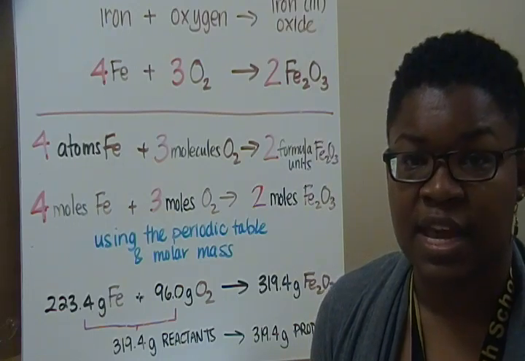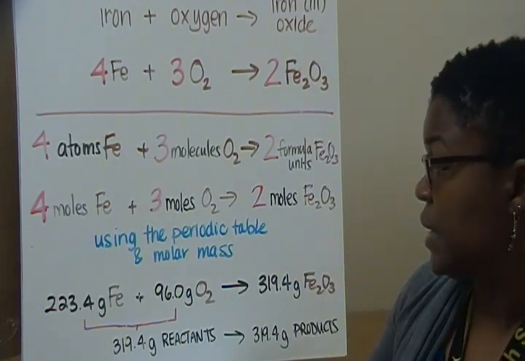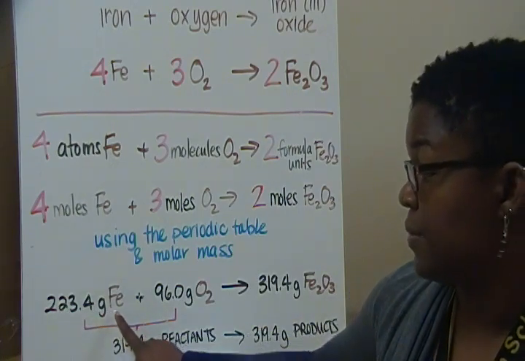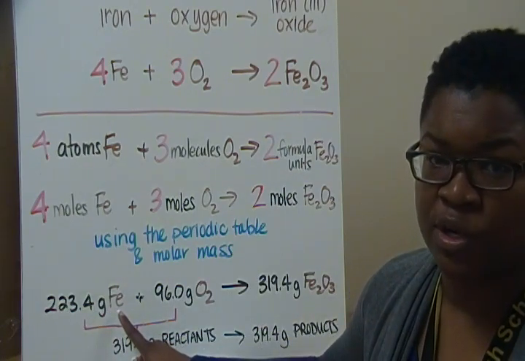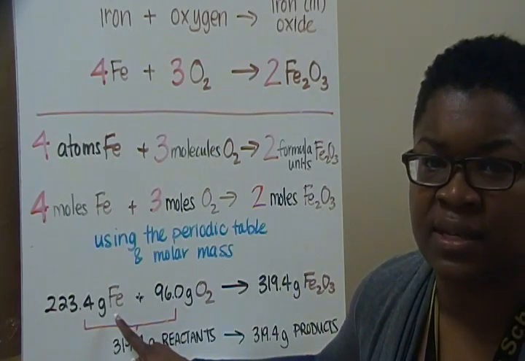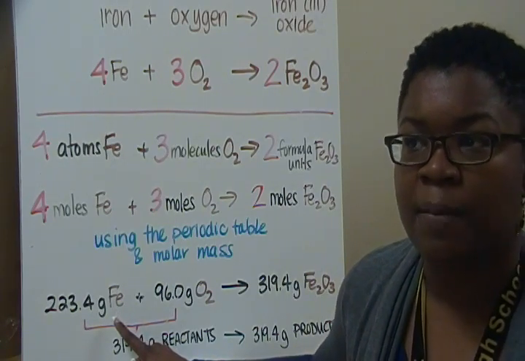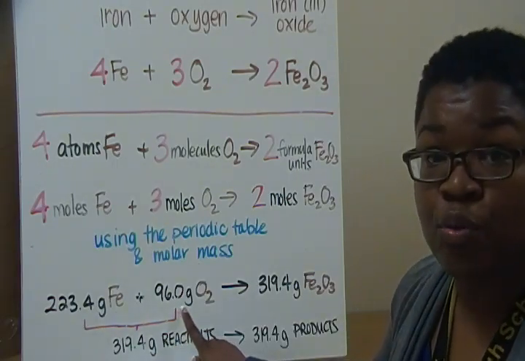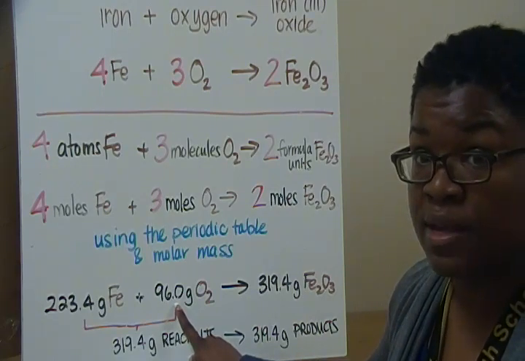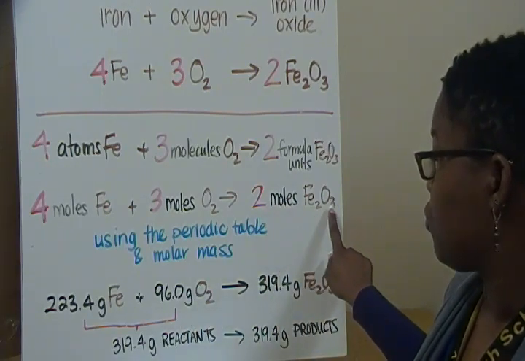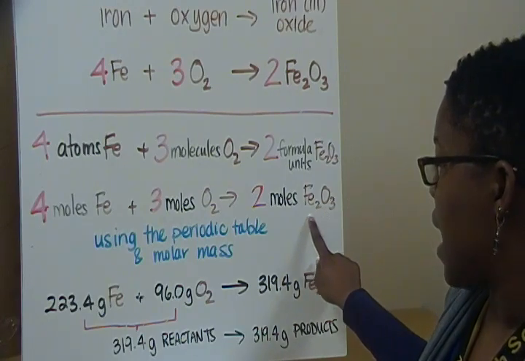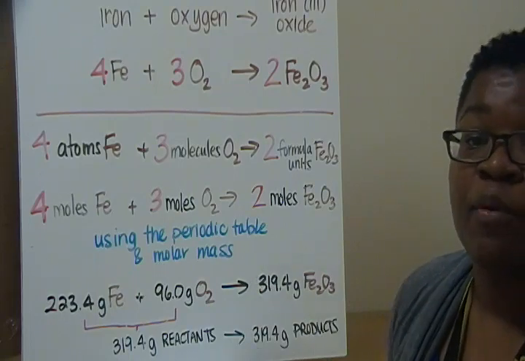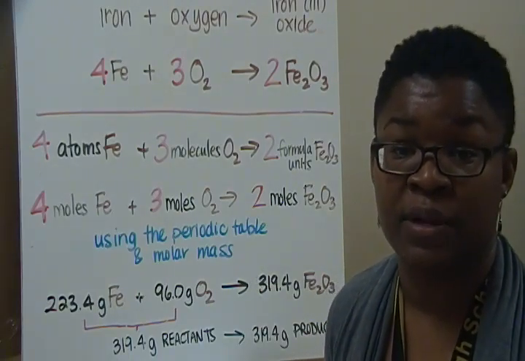If we were to use the periodic table to figure out the mass of those things, we now have 223.4 grams of iron. And that comes from taking 4 times the approximately 56, I think it's 55.6. Look at your periodic table for iron. 3 times 32.0, that's where they get the 96 from. And that's going to give us 2 moles of iron(III) oxide. So if we know the molar mass of iron(III) oxide and we multiply it by 2, that's where this number is coming from. Remember, all of our molar masses come directly from the periodic table.